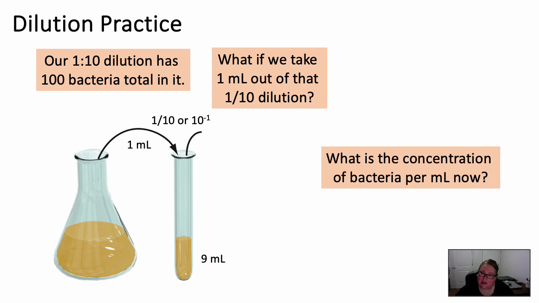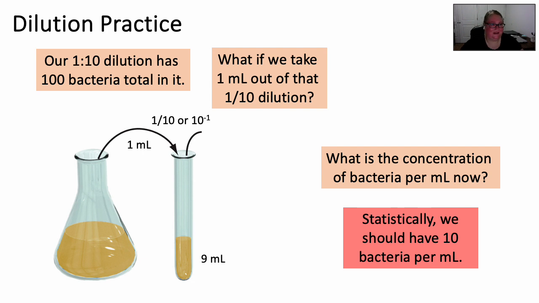Hey, do you have an answer? Do you know how many bacteria are in that 1 milliliter of the 1 to 10 dilution? Well, let's do the math. We have a 1 to 10 dilution that had 100 bacteria in it. We took 1 milliliter out, so we're going to do the same math again. So we have 100 divided by 10 milliliters. So 100 divided by 10 is going to be 10 bacteria per milliliter statistically. Remember, we can have plus or minus a few in real life. So we have 10 bacteria per milliliter in our 1 to 10 dilution.